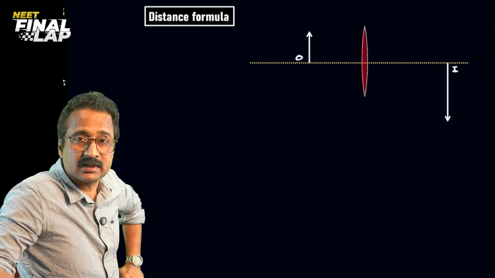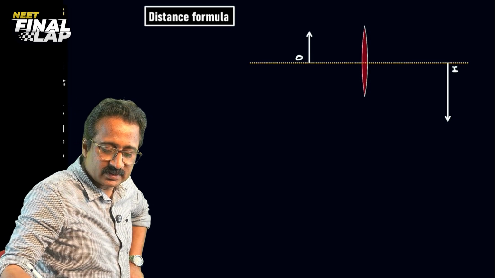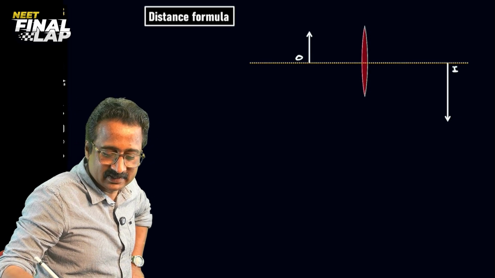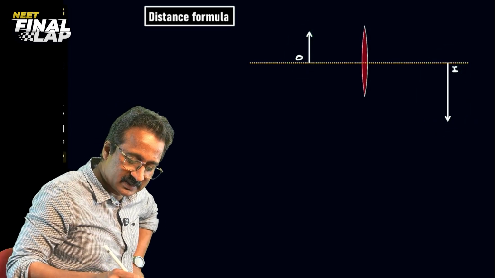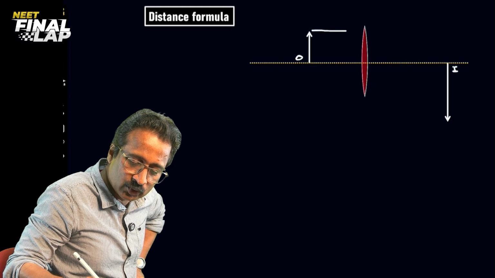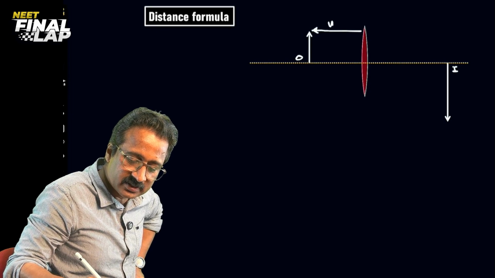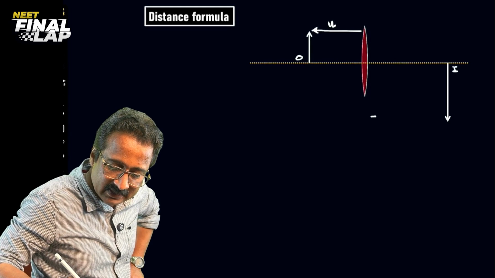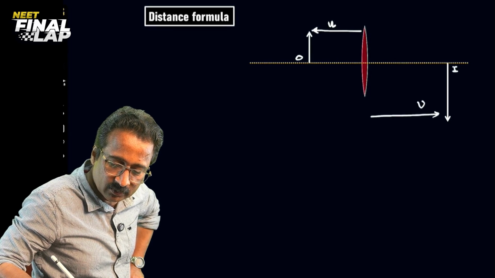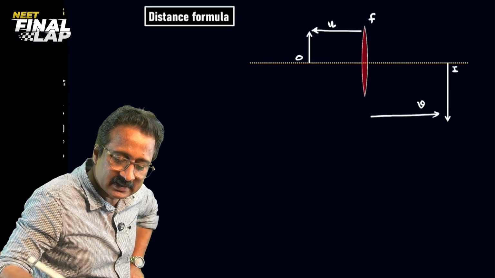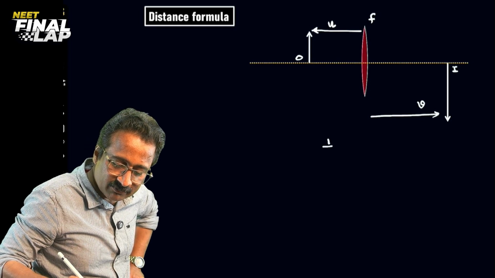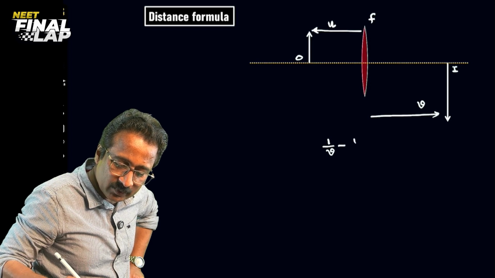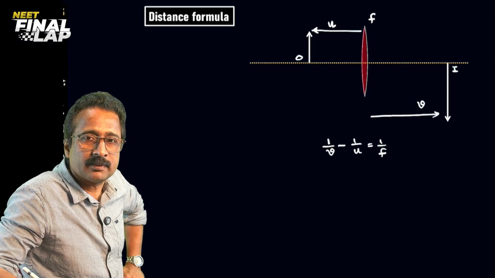You have seen this in the case of mirrors as well. Here is a case where an object is placed near a convex lens. This is object O and this is image I. The distances, as we used earlier, will be U and V. The distance to the object will be considered as U, as we did in the case of mirror, and the distance to the image will be considered as V. The focal length of the lens is F. Now this U, V and F, irrespective of the nature of the lens, will be related in this way: 1 by V minus 1 by U is equal to 1 by F. This is the distance formula for lens.